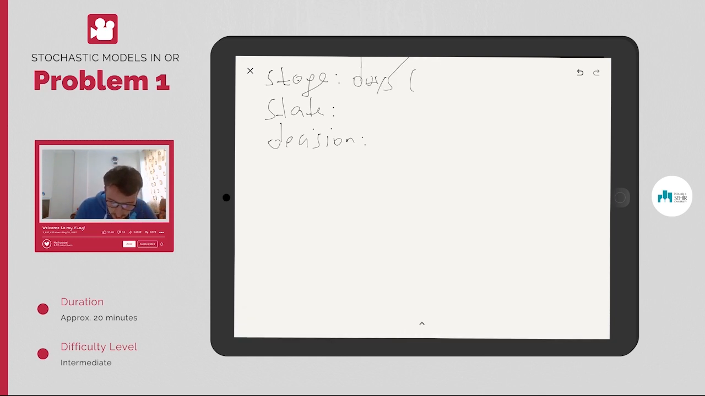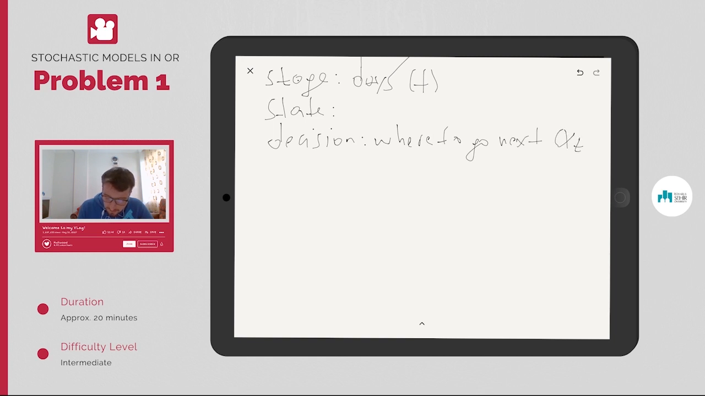Days, and we can call it a D. A decision is what you're trying to determine in the question. For example, in here, we are trying to determine where to go next. So our decision is where to go next.